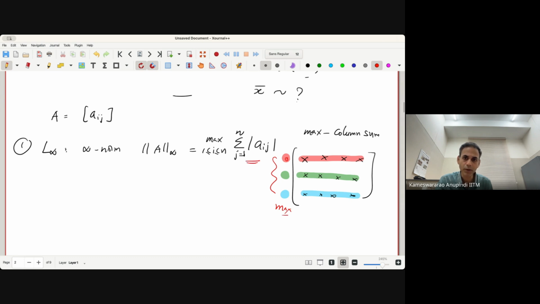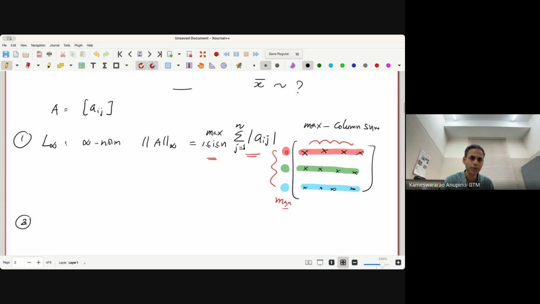For every i, I'm going to sum all the j values, and then calculate the maximum in an absolute sense. That means we apply absolute value to all of these entries. Even if you have plus or minus, we take only the absolute value. That is also known as the maximum column sum. That is called the infinity norm. Similarly, there are other norms, just like the way we have defined. These are slightly different from the vector norms.